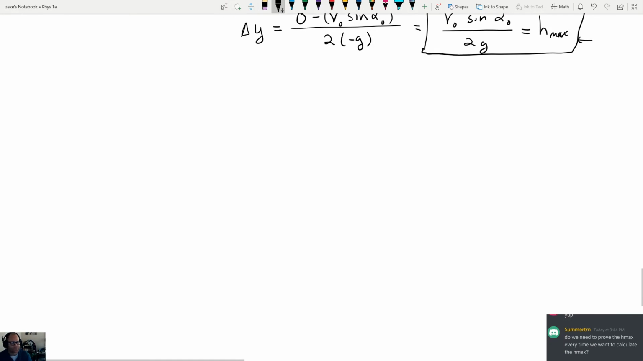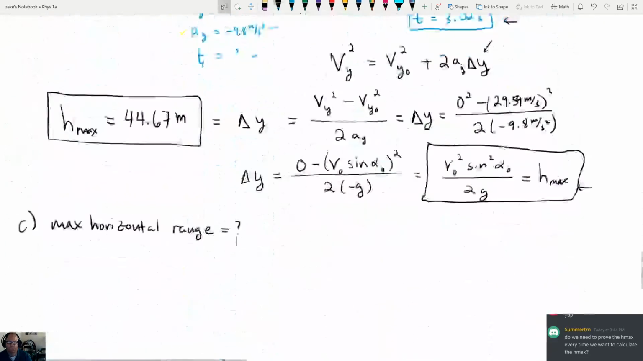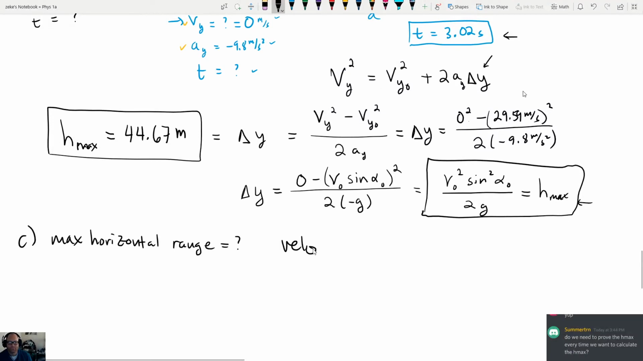So now what we're looking for. Do you need to prove this every time you want to calculate it? I would say no, but you should be careful about it. Be careful about when you use it. All right, part C says max range, which is going to be the max horizontal range. And what was their part? Oh, the velocity before it hits. So now we want to find those two pieces of information.